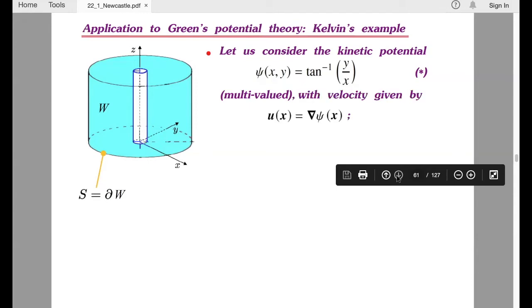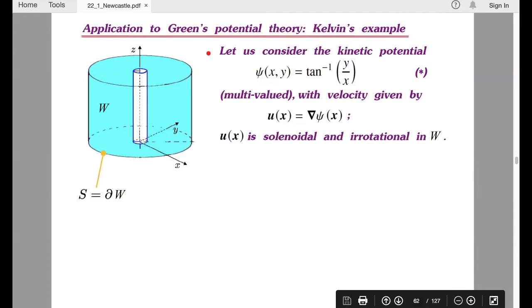Okay, and you work out the velocity, so you just work out the gradients, and you find that indeed you have a well-defined velocity, and this velocity is actually solenoidal and irrotational. So you just do your computation.